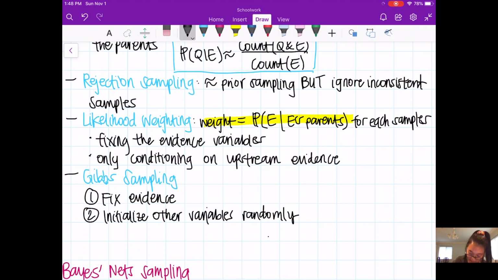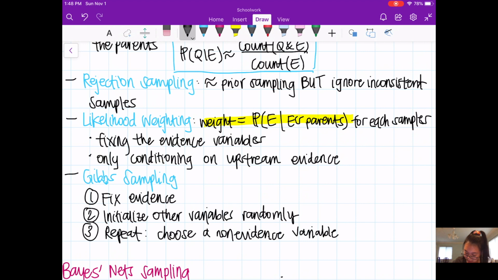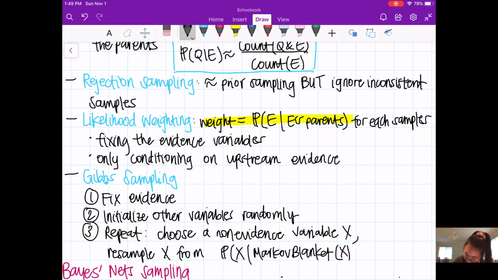And then the last step is when we actually repeat. So in this step, we will repeat both choosing a non-evidence variable, let's just call it X, and then we are going to resample X from the probability of X given the Markov blanket of X.